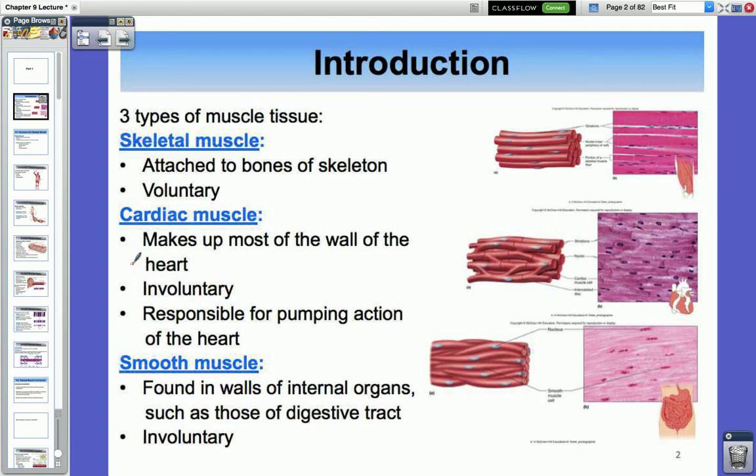We have smooth muscle. Smooth muscle is found in some of our internal organs like the intestines, the bladder, the uterus. All of those will be considered smooth muscle. Also, the blood vessels as well. So our capillaries and veins will all be made up of smooth muscle.